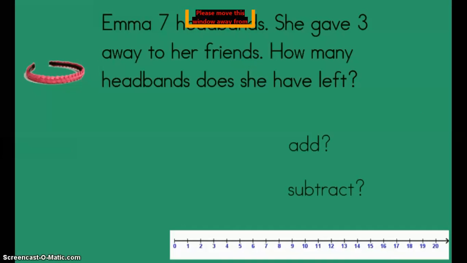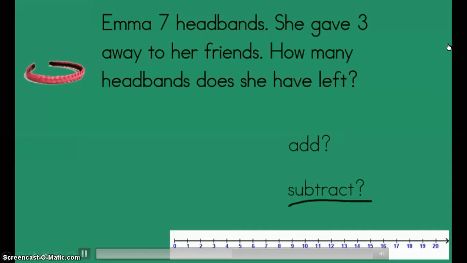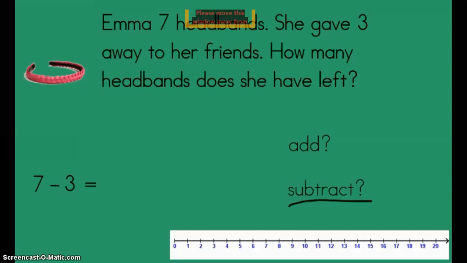So now that I know what the story is asking me, and now I figured out that I need to subtract to get our answer, I'm going to write my number sentence. Emma had 7 headbands. She gave 3 away, so that means minus. Subtraction means we use a minus sign. 3, because she gave away 3. And again, you could use the picture. You could use a number line. You can use any of the strategies that we've learned for subtraction.